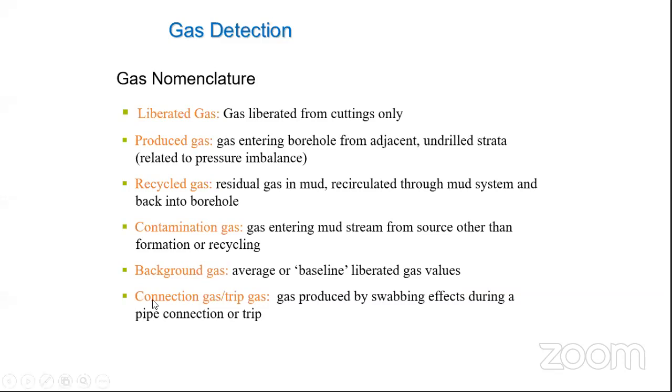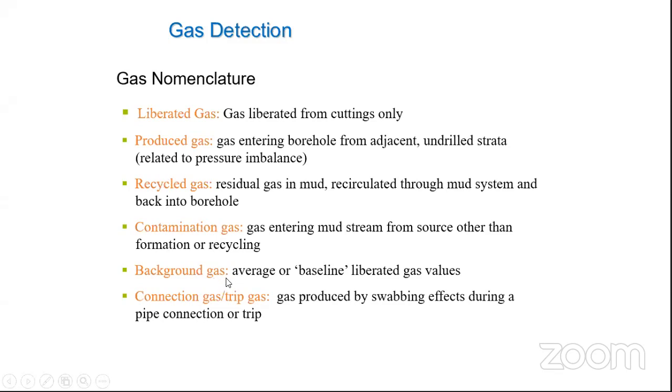Then next is background gas. Background gas is the baseline. I'll show you in one slide or in one box. It is the baseline, meaning as we drill, that gas will not exactly just vanish after drilling the hydrocarbon section; there will be some gas, and that formation will have some. The peaks, when we drill new hydrocarbon bearing rock, will come as liberated gas. Then the background is like the baseline. So these terms have to be very, very clearly understood.